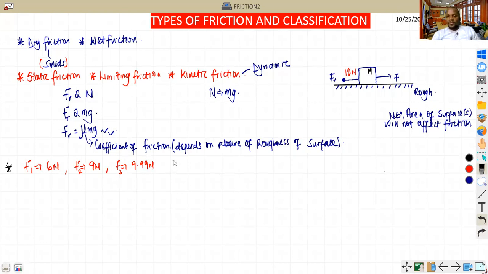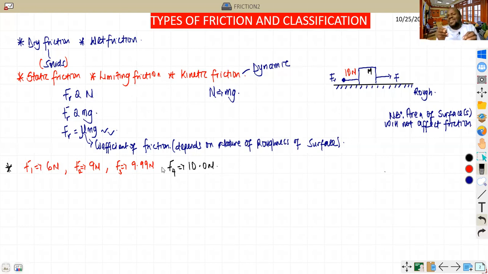Now, look at this, guys. If I apply the fourth force, which is exactly 10 Newton, onto the body, what do you think will be the effect on the body? Will it move? It will not move. But the body has now changed from being static to a type of friction we call limiting, because the body is now ready. Any slight touch, any slight external force that comes to touch the body will move the body. Then the body will start moving.